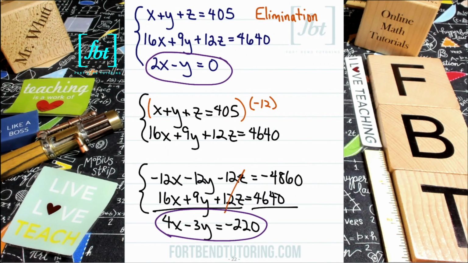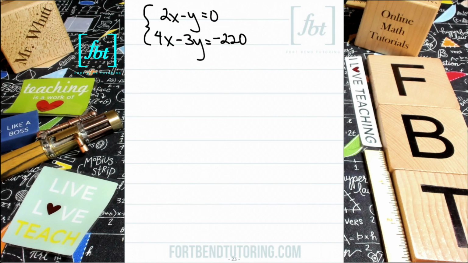of the variables. So now at this stage in the process, we have our 2 equations that we were focusing on, the 2x minus y equals 0, as well as the 4x minus 3y equals negative 220, and we will eliminate one of the variables. I'm thinking that I'm going to go with eliminating the x term. So that involves me multiplying the top equation by negative 2.